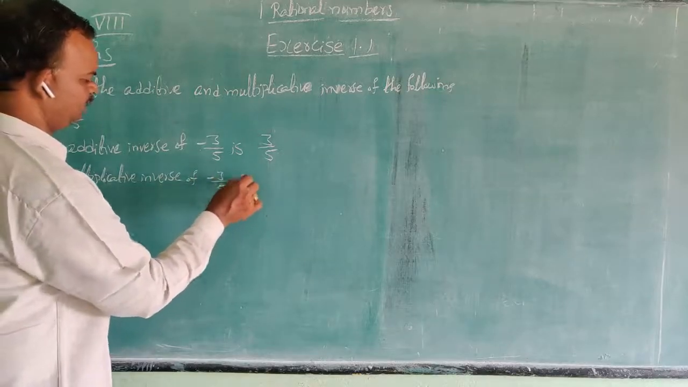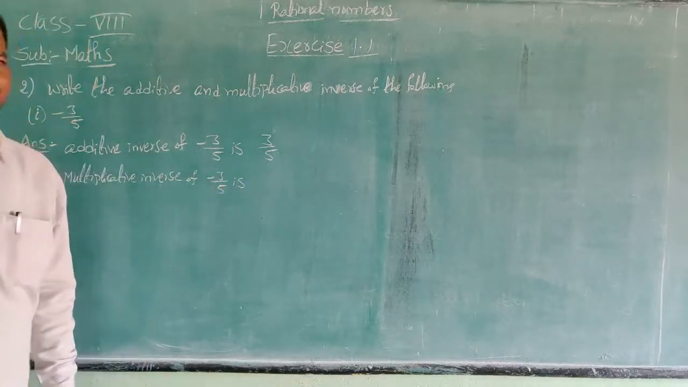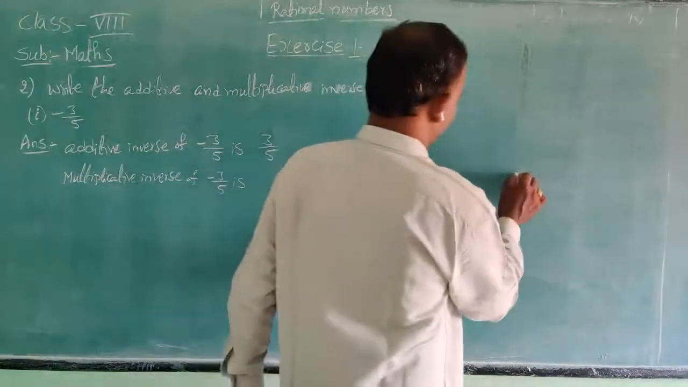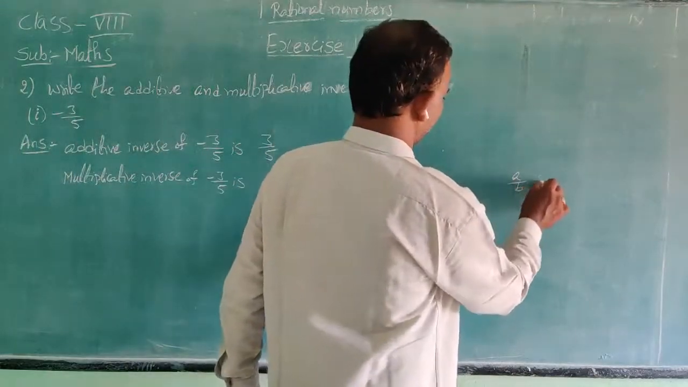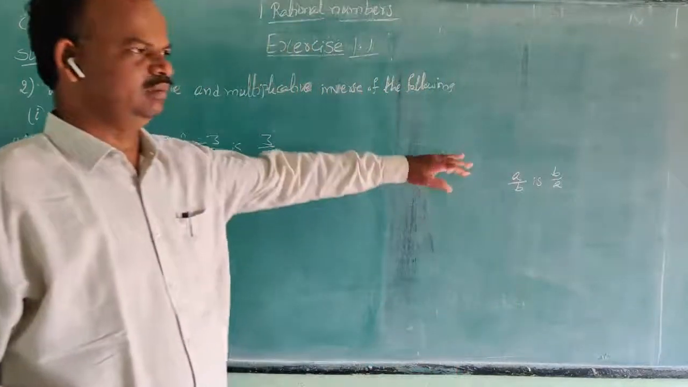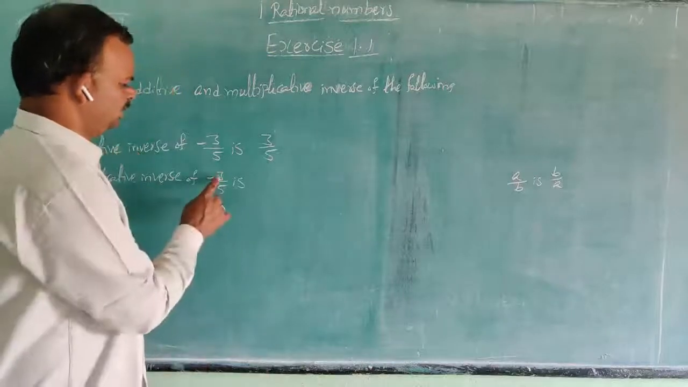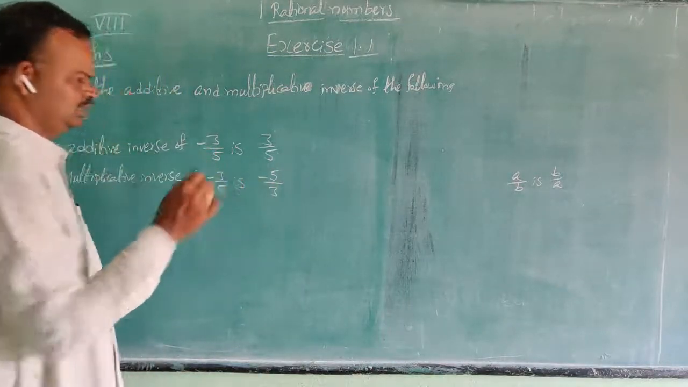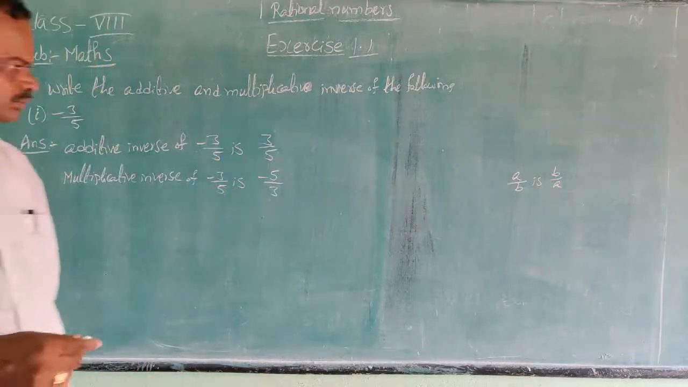Of minus 5 is... The multiplicative inverse of minus 3 by 5 is, that means the multiplicative inverse of a by b is b by a. That means the reciprocal of the number. Similarly, here the number is minus 5 by 3. That means the fraction is minus 5 by 3.